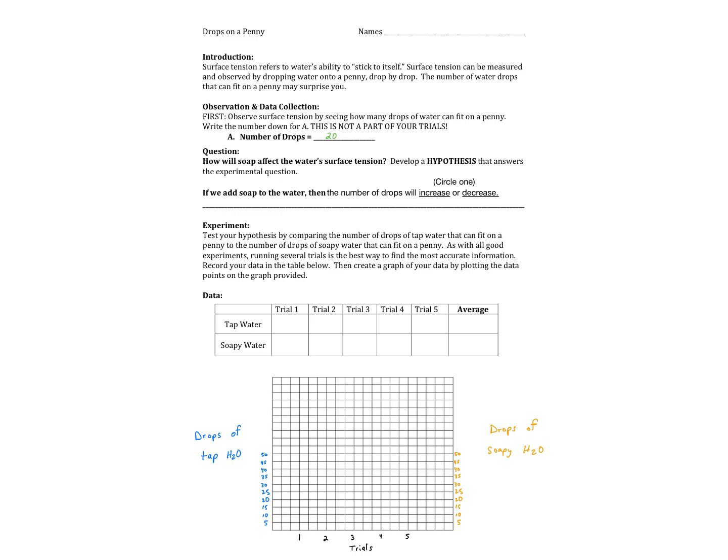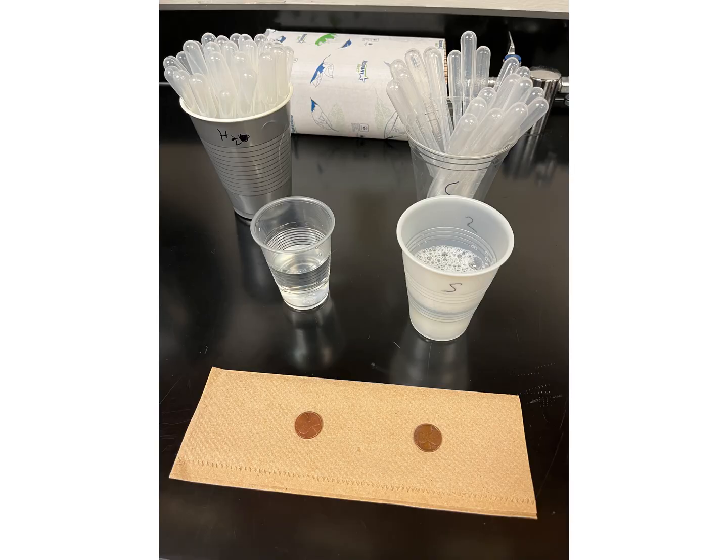Next, we're going to be doing the actual trials. Send up one partner to grab a pipette for regular tap water and a small cup of tap water. Send your other partner up to grab the soapy pipette and the soapy cup of water. You're going to need 2 paper towels, 1 paper towel to put the pennies on and 2 pennies. You're going to need the other paper towel to wipe your penny dry after each trial.